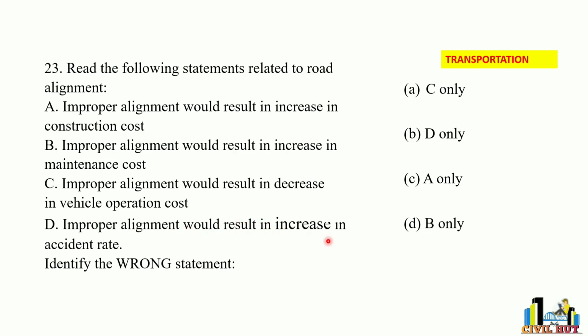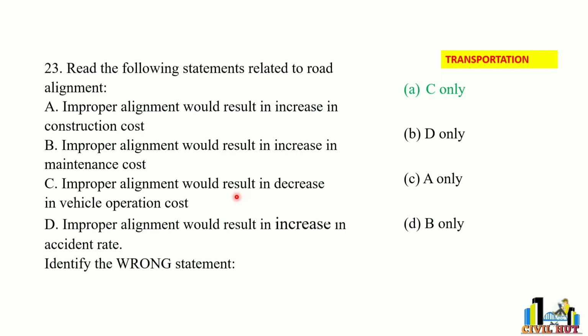Improper alignment would result in an increase in the accident rate. Yes, if they are not following the IRC rules, they may provide the gradient wrong, or the horizontal curve elevations and super elevations wrong, so it may cause accidents. Identify the wrong statement. Option C is the wrong statement: vehicle operation cost increases with improper alignment, it does not decrease. So our option is C.